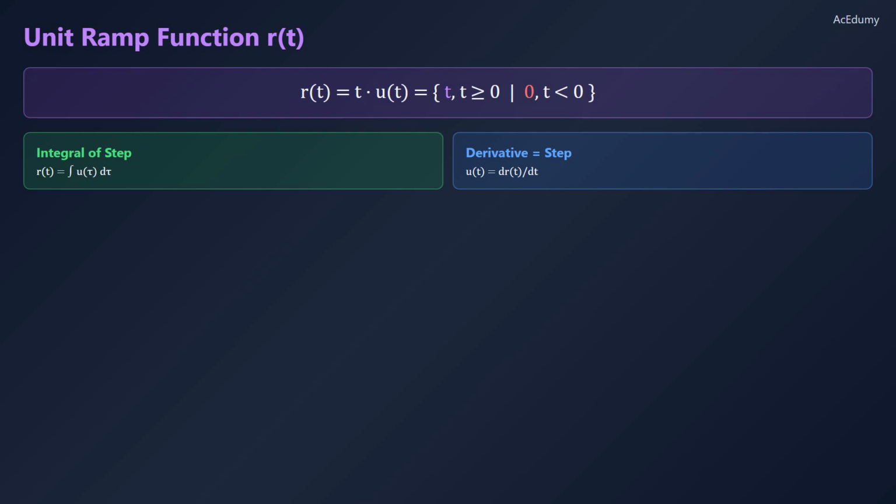The second elementary signal is the unit ramp function r of t. It equals t when t is greater than or equal to 0, and 0 otherwise. We can write this compactly as r of t equals t times u of t. Graphically, it is flat at 0 for negative time, then rises with slope 1 starting at the origin. The ramp is the integral of the step. R of t equals the integral of u of tau d tau from negative infinity to t. Conversely, the step is the derivative of the ramp. U of t equals dr of t dt. This derivative integral relationship will become very important when we study the impulse function.